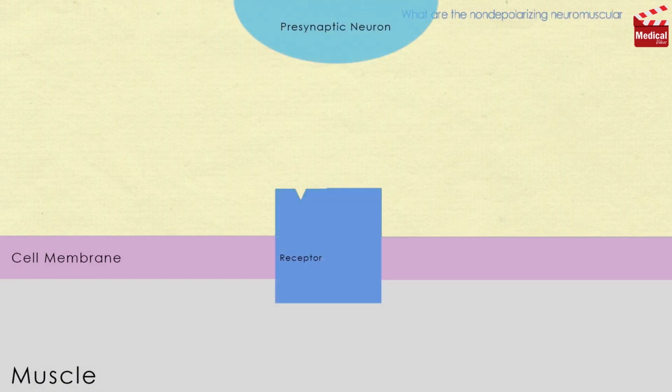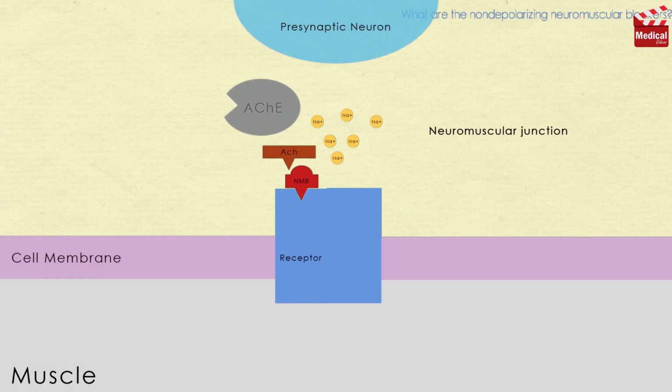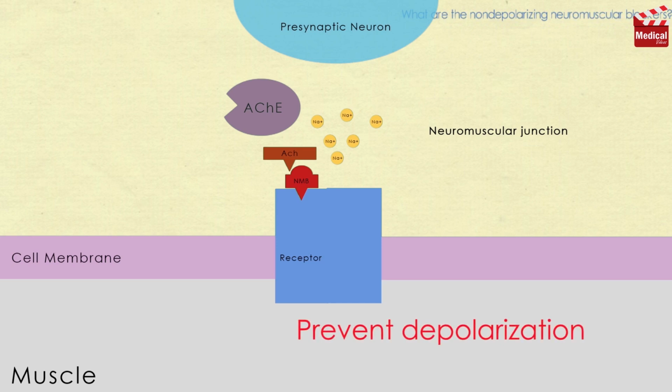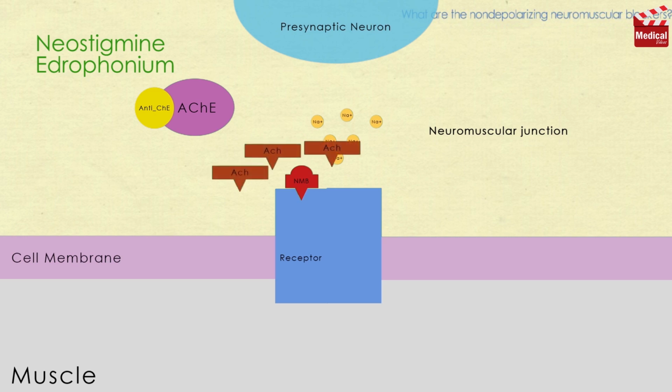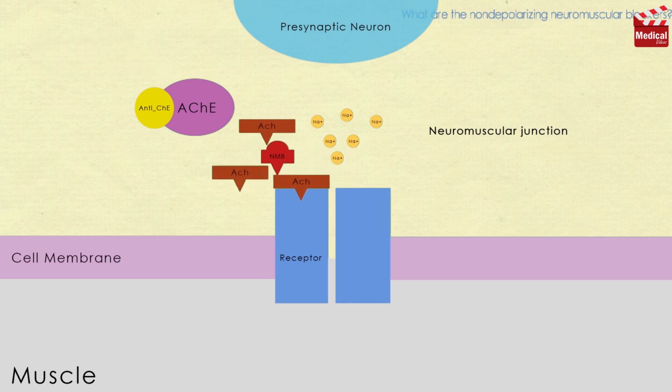So, what are the non-polarizing neuromuscular blockers? They are just antagonists at these receptors. At low doses, these agents compete with acetylcholine at the nicotinic receptors and block them, leading to prevention of depolarization of the muscle cell membrane and inhibition of muscular contraction. Their competitive action can be overcome by administration of cholinesterase inhibitors, that we discussed before, such as Neostigmine and Edrophonium, which increase the concentration of acetylcholine in the neuromuscular junction.